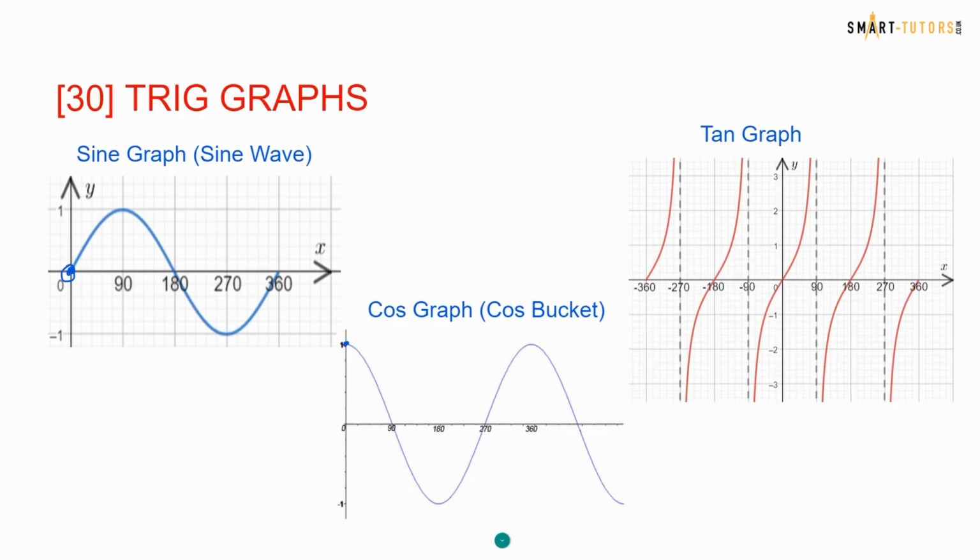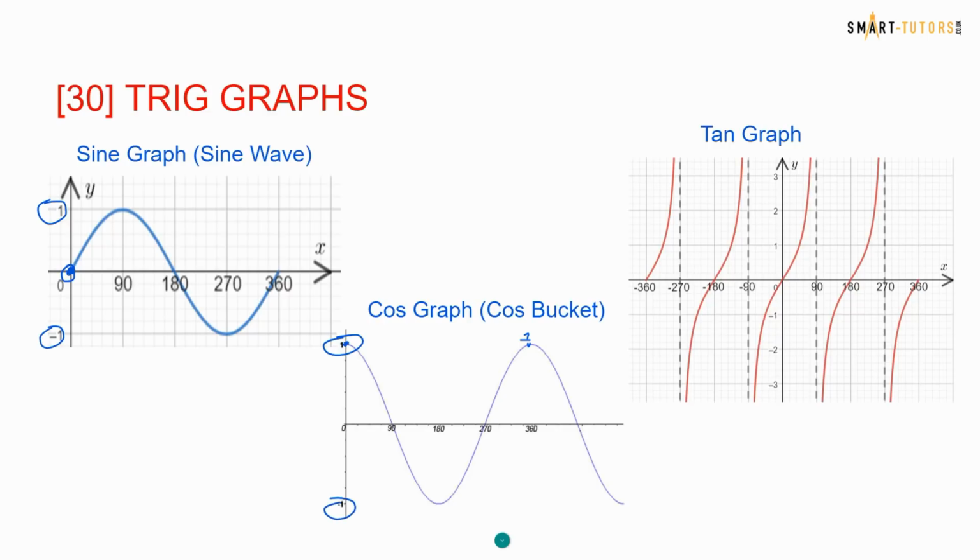So cos graph goes through 1, then 90 is 0, then like a bucket, and goes all the way to 360, where it becomes 1 again. The sine graph and cos graph, the maximum value is 1, the minimum value is -1. Here also maximum value 1 and the minimum value is -1.